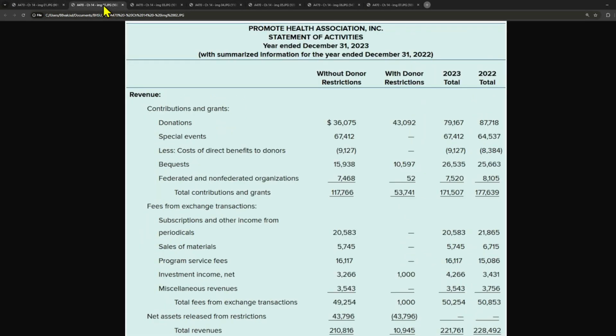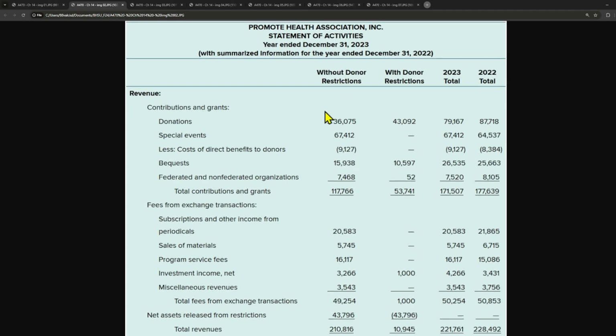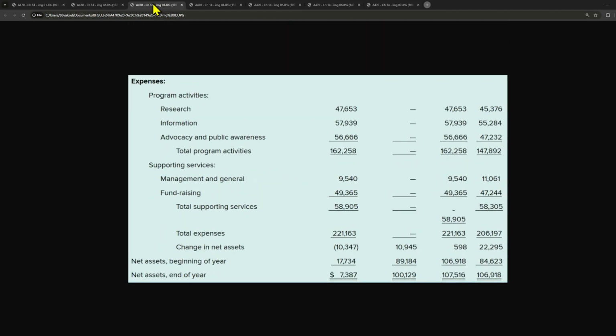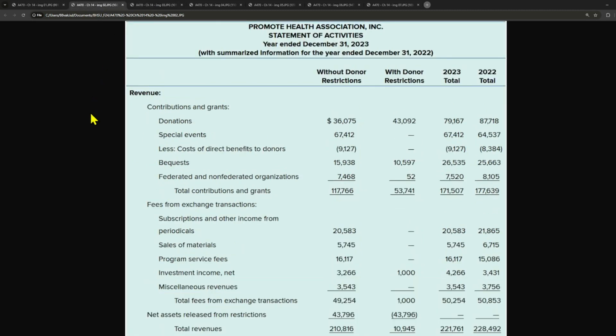Now here is a statement of activities. Now again, you notice that it is divided between donor restrictions over here and without donor restrictions. And so we have revenue, and on this next page, we're going to have expenses. So let's come back to that. Let's look at the revenues first.